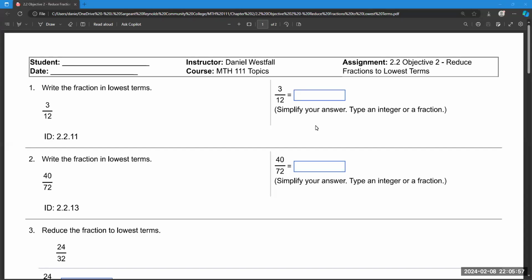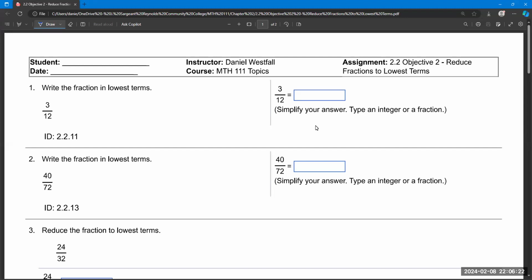In this video, we're going to talk about 2.2, Objective 2, reduce fractions to lowest terms. It's a lot like what we just did in Objective 1, but instead of trying to make the fractions bigger by multiplying by the same thing top and bottom, we're trying to make them smaller by dividing by the same thing top and bottom, or by multiplying by a number top and bottom that's less than 1.